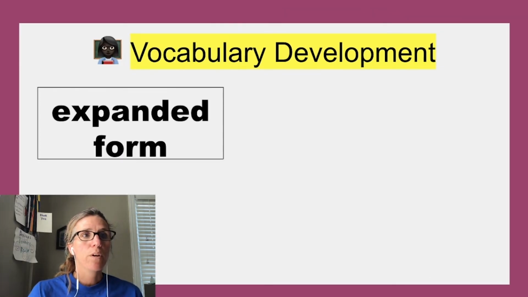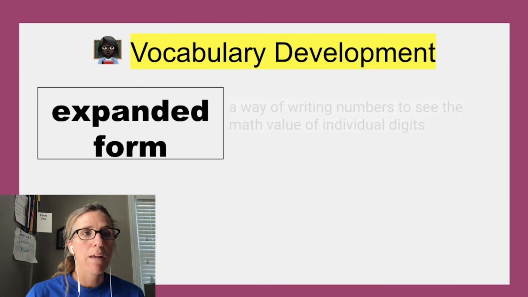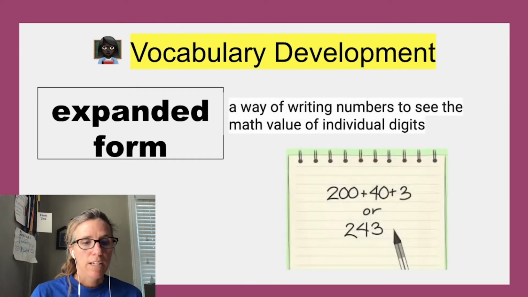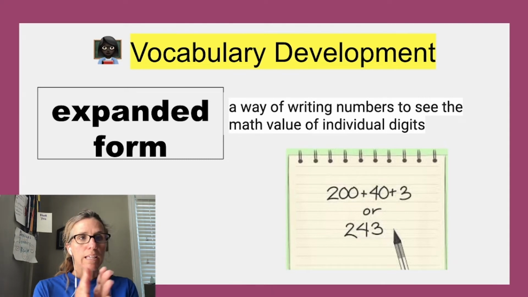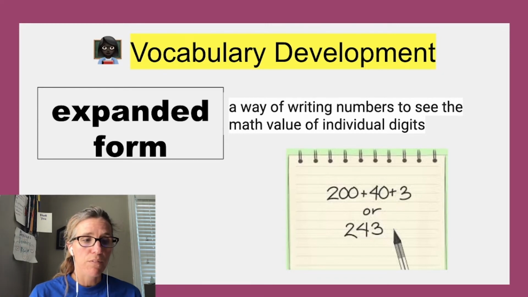The next term we want to review is expanded form. Say that with me. Expanded form. When we expand things, we make them bigger. Take a look at this example. We can write 243 in expanded form by putting the value of the digits. The 2 is 200. The 4 has a value of 40. And the 3 has a value of 3.